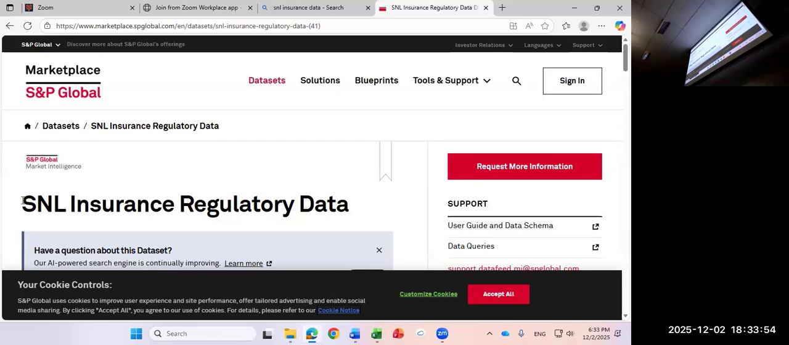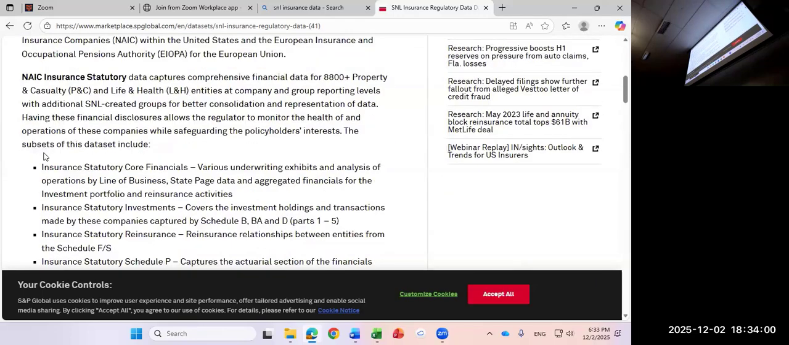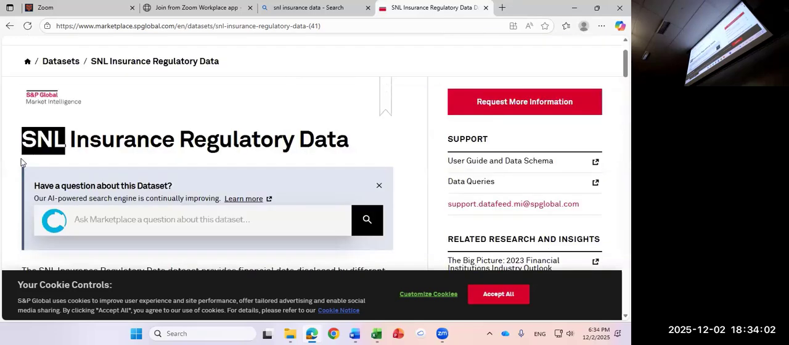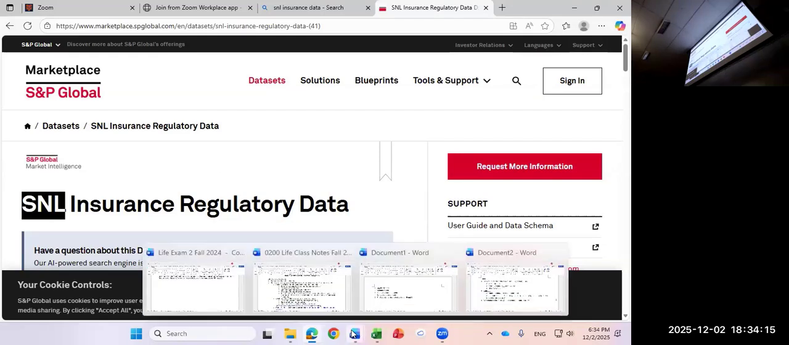So be aware of this. I don't know what the SNL stands for. It's not Saturday Night Live, but it stands for something. You might be able to find it. But every single company files with the states, and then the states send that data to SNL, and SNL sells it. And it's a really easy way to use it, so it's very easy to bring the data in. And it's pretty amazing.